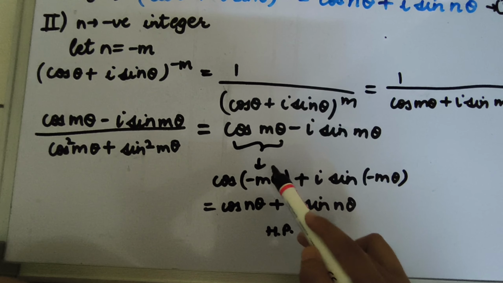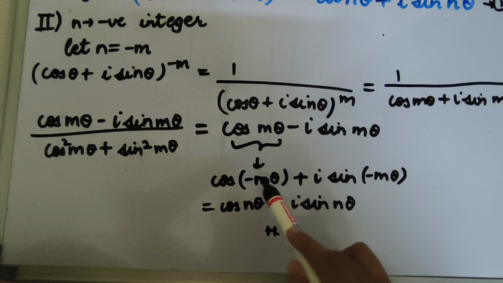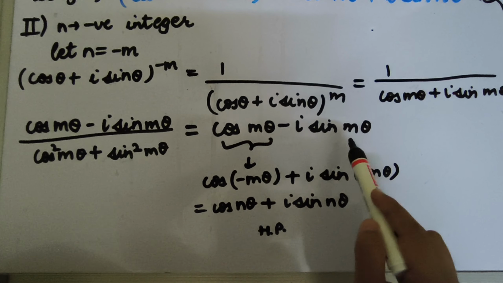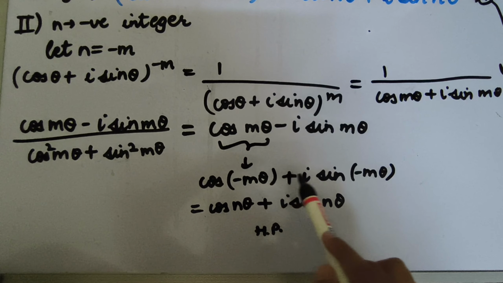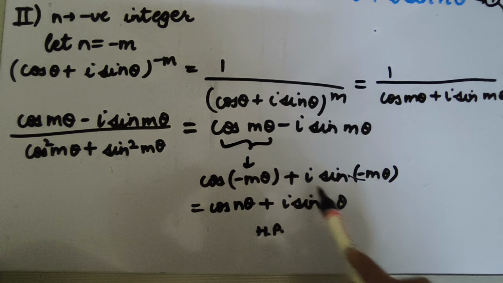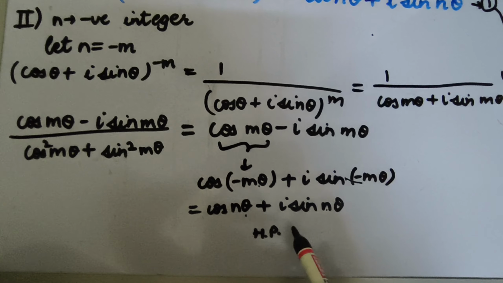Now we know cos of minus theta is cos theta, so we can write it as cos of minus m theta, and sin of minus theta is minus sin theta, so we will simply write plus i sin of minus m theta. Now minus m is replaced by n. So hence proved.